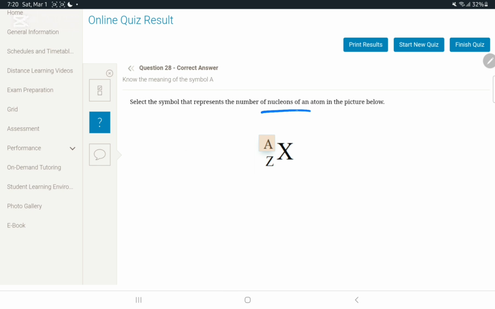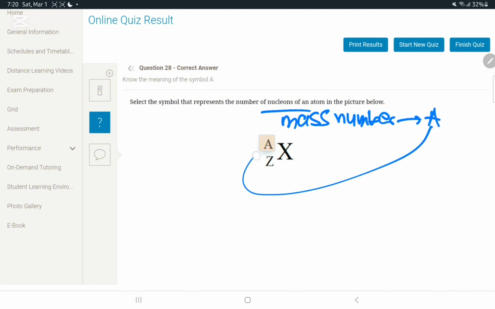And they're asking for the nucleons. What were nucleons? Nucleons was the mass number. And what's the symbol for mass number? It's A. So that's it.